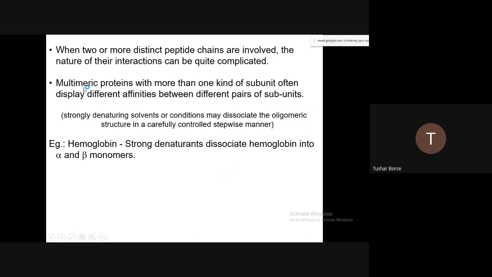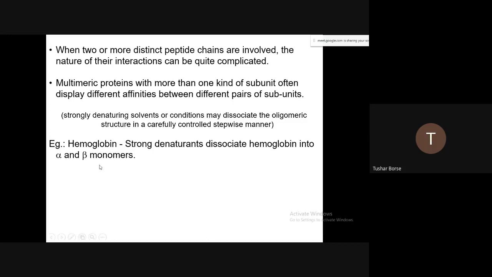Okay, so the above example which I told you is an example of identical type of subunits. But you may have different types of subunits which are involved. So in that case, you can imagine that the associations or the interactions will be a bit more complicated. So in case of these multimeric proteins with more than one kind of subunit, often they display different affinities between the different pairs of subunits, and there are different interfaces involved in the interactions.